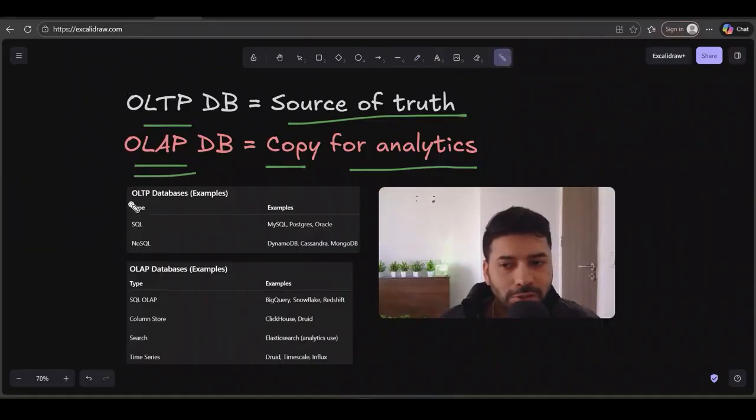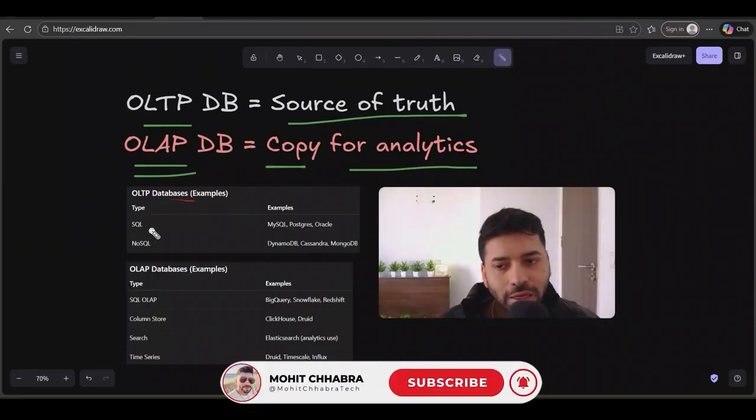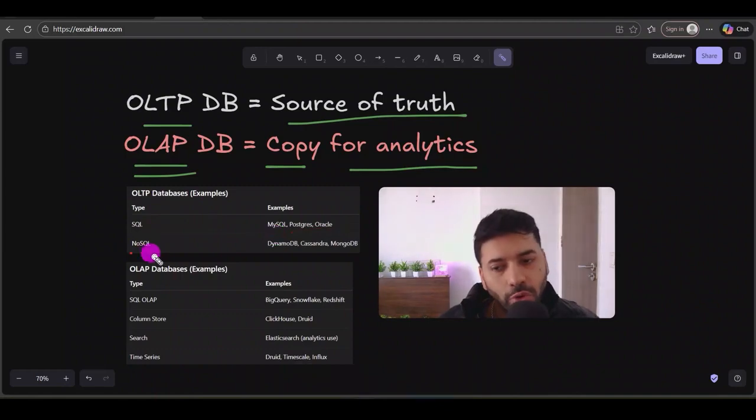So here are some of the examples. When we talk about OLTP database, for SQL, we can use MySQL, Postgres, or Oracle. When we talk about NoSQL, we can use DynamoDB, we can use Cassandra, we can use MongoDB. All of these can be used for OLTP. When we talk about OLAP, some of the examples are SQL based OLAP. We can have BigQuery, Snowflake, and Redshift. When we talk about column store based, we can use ClickHouse and Druid. For search, we can use Elasticsearch, which is for analytics use, and we can also use time series databases like Druid, Timescale, Influx.